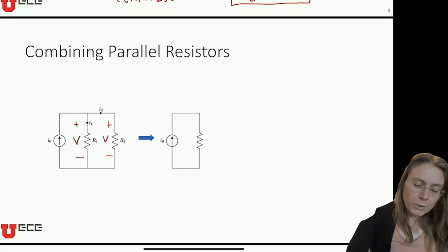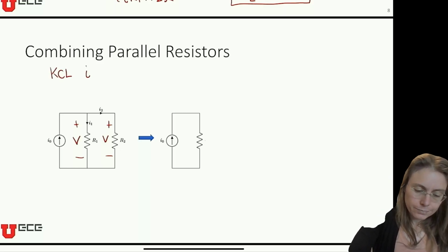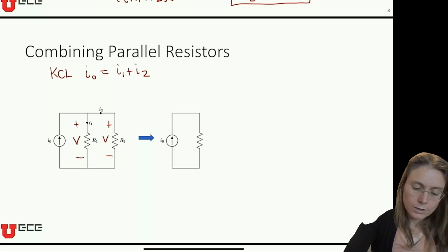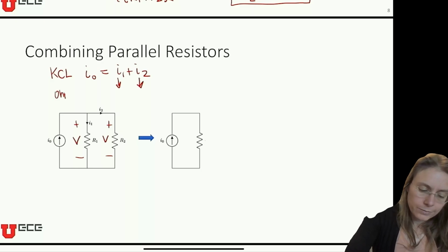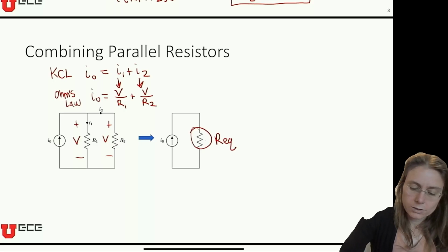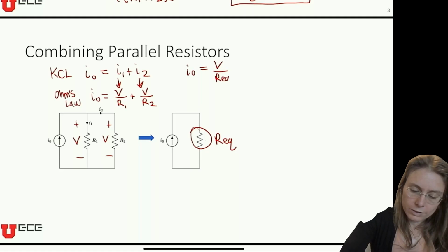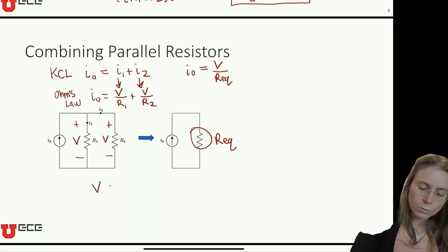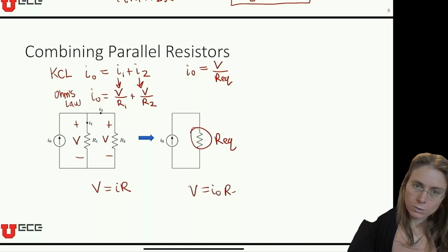Therefore, I'm going to write the following equation. I'm going to use KCL to write I0 is equal to I1 plus I2. Then I'm going to replace each of these currents using Ohm's law with V over R. Then over here in the single equivalent resistor case, I have I0 is equal to V over R equivalent. So I would like to look at these in the normal form of Ohm's law, so V equals IR. So let's rewrite both of these. So we have V is equal to I0 R equivalent.